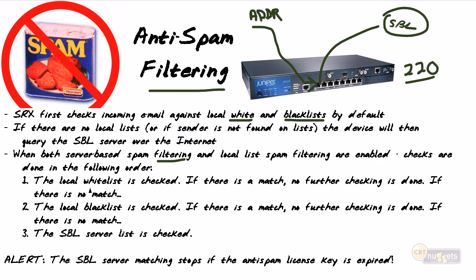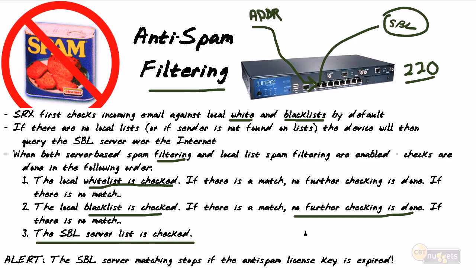First, the local whitelist is checked. Okay, these are the good senders. If there's a match, there's no further checking done. But if there is no match, the local blacklist is checked. Okay, if there's a blacklist match, then that's going to be dropped and logged, and no further checking will be done. If there's no match on the whitelist or the blacklist, then the SBL server list is checked.